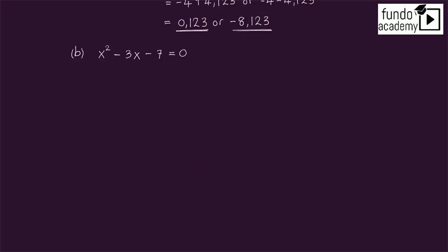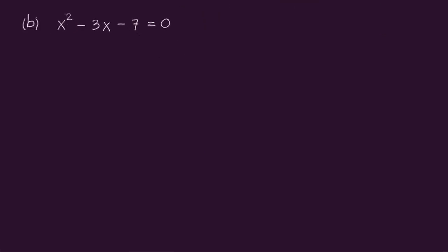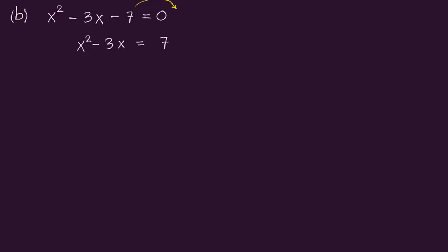Now, just like we did on the first example, example A, we take the constant to the right hand side and it becomes positive 7. That means that we'll be left with x squared minus 3x is equal to 7.